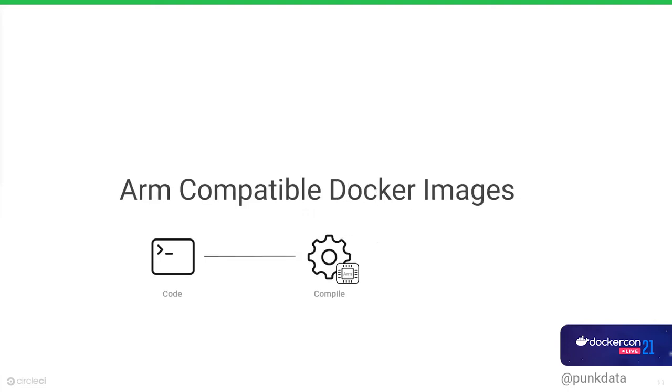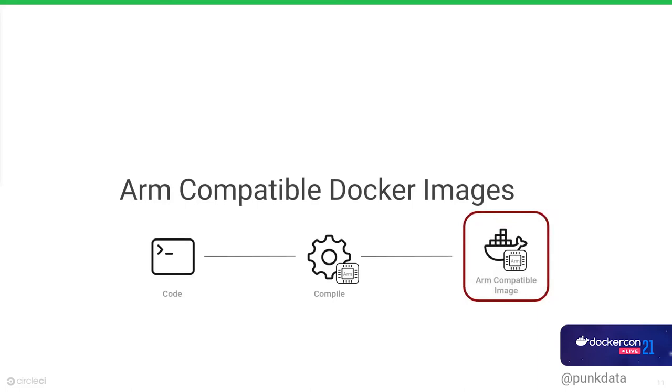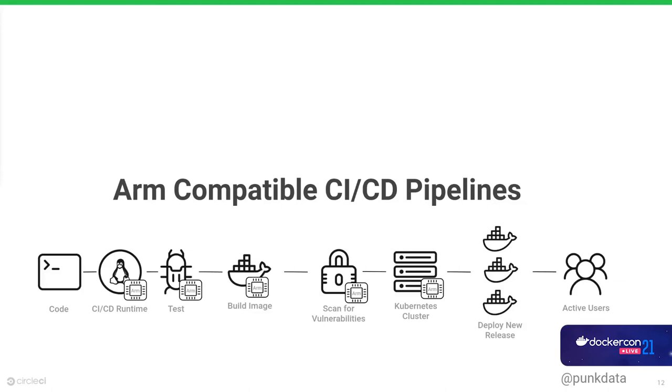Now, this also applies to Docker images, right? Because of the nature of Docker, it's basically sharing a kernel. In order for you to build Docker compatible or ARM compatible Docker images, you must have an underlying hardware, right? An underlying kernel for the software to use in order to understand the instruction set and then build an ARM compatible image.